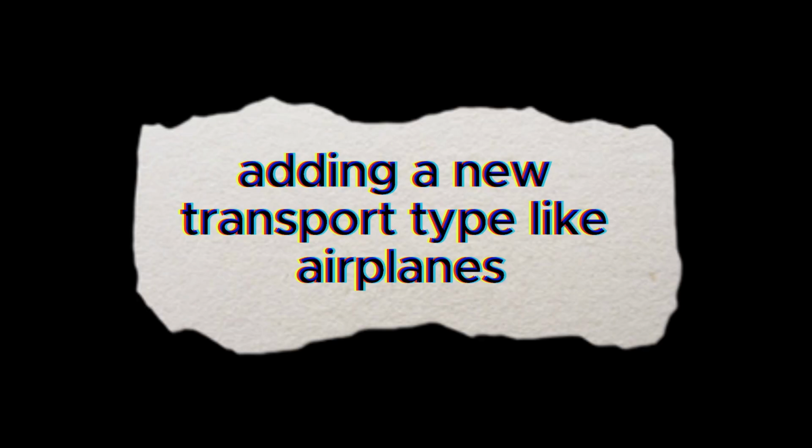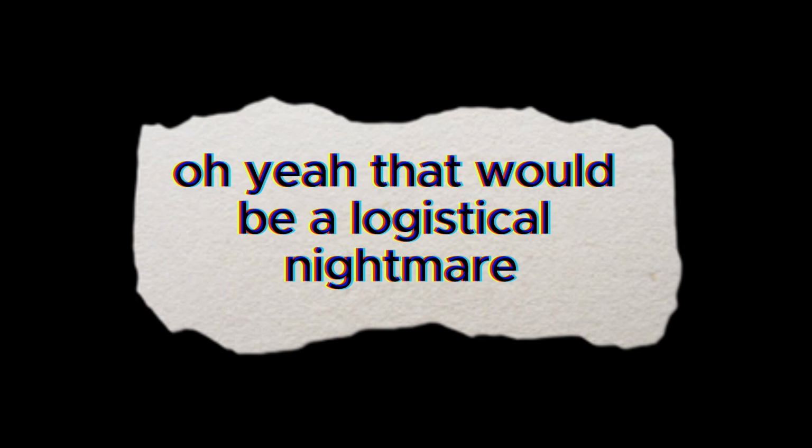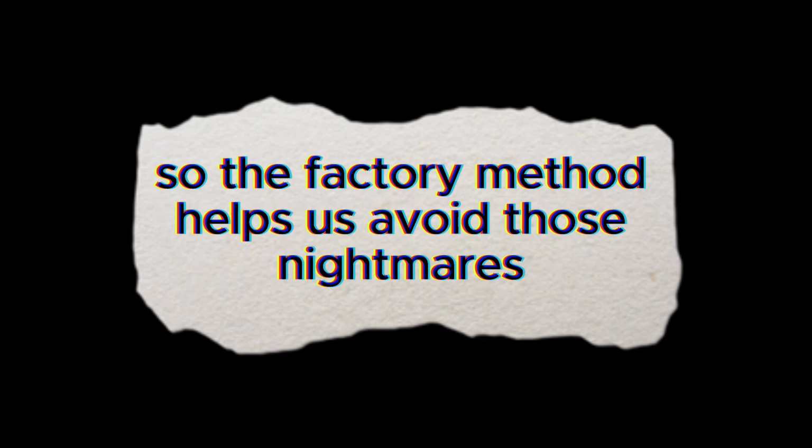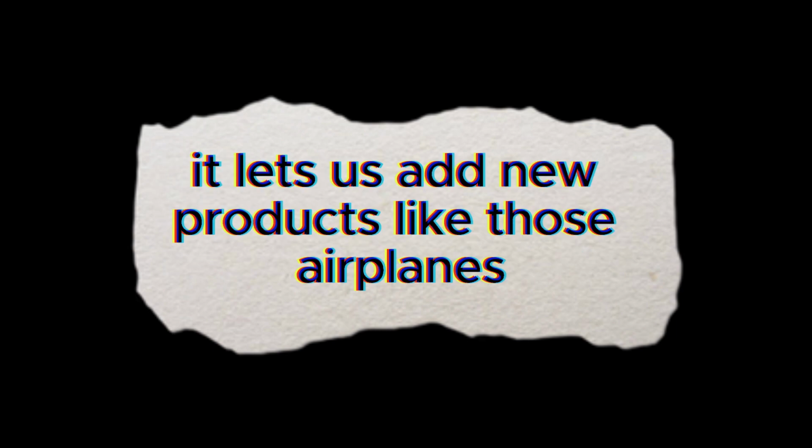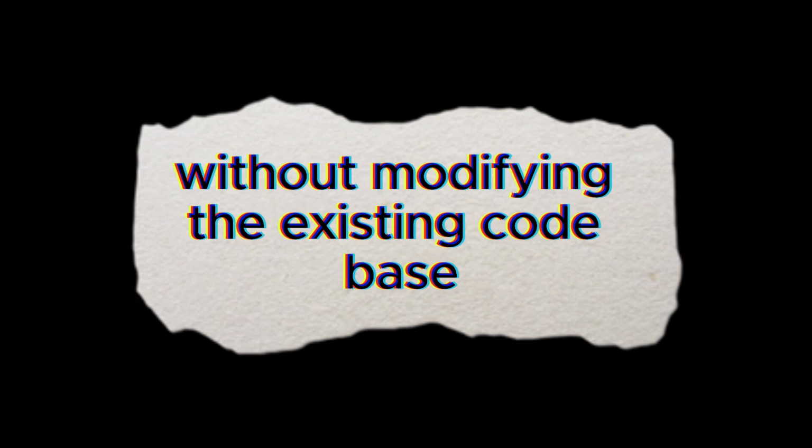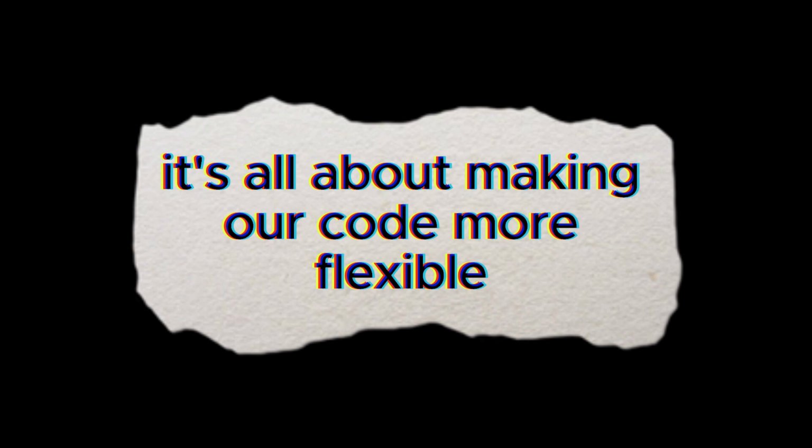And without good design, adding a new transport type, like airplanes, could mean rewriting a ton of code. Oh, yeah. That would be a logistical nightmare. It would, so the factory method helps us avoid those nightmares. It does. It lets us add new products, like those airplanes, without modifying the existing code base. It's all about making our code more flexible and adaptable.